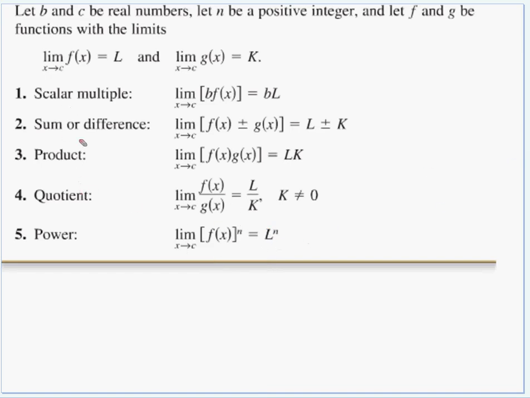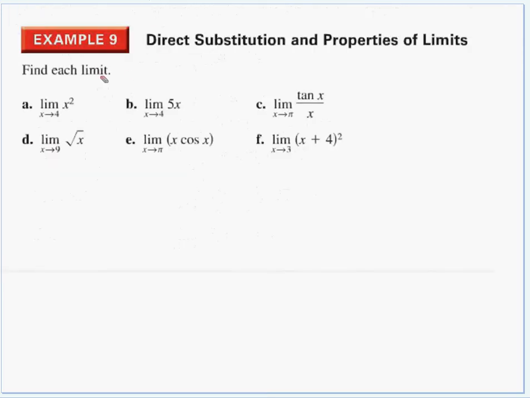Always try direct substitution. Hopefully it will work. So let's try some out here. Example 9, we've got a through f. The limit as x approaches 4 of x squared. Well, plug the 4 right in there. That becomes 4 squared. 4 squared is 16.